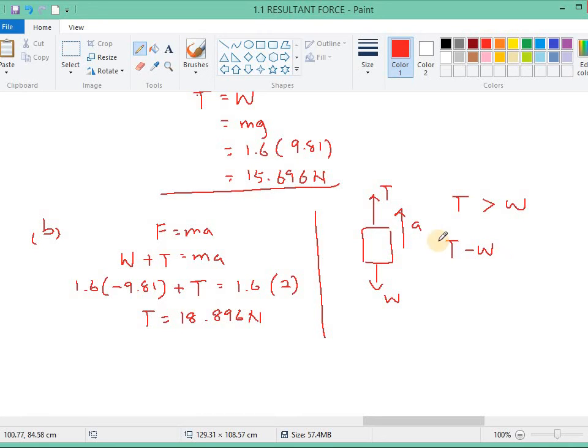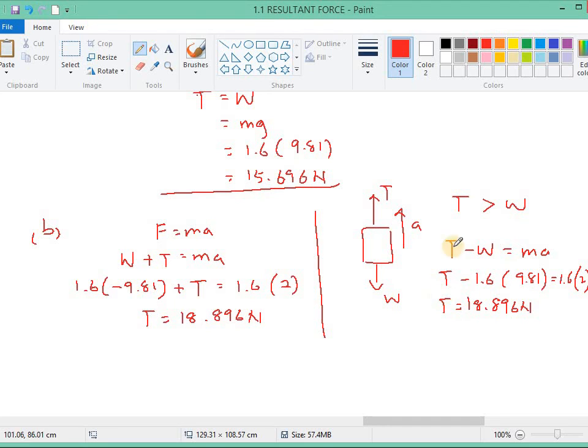So the resultant force equals ma. So tension minus the weight, 1.6 times negative 9.81. This one, don't put the negative, because it is already minus. So, equals the mass, 1.6, times acceleration, which is 2. We will be able to get 18.896 newton also.